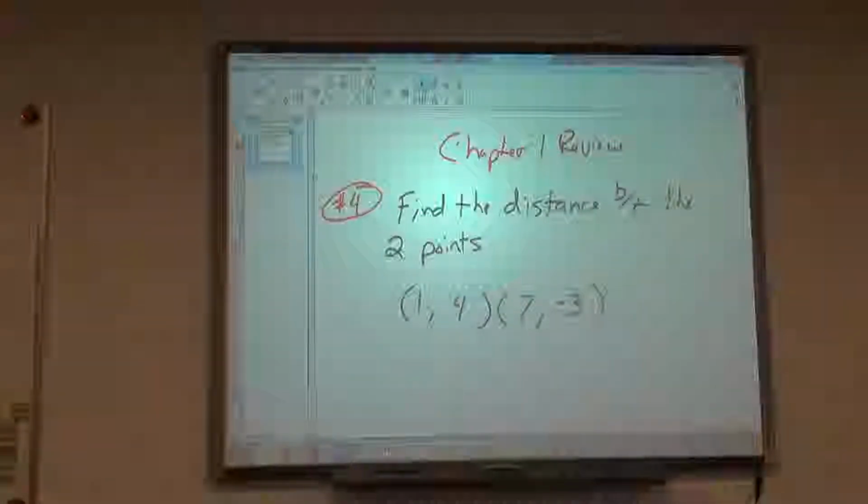And the distance formula is up here on the board, yellow sheet.